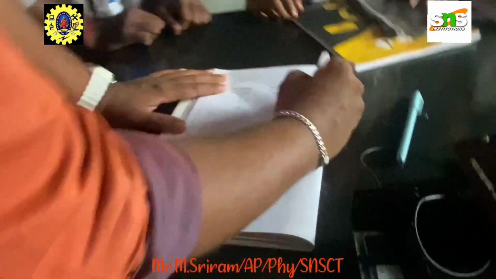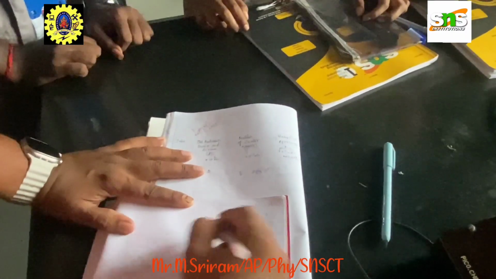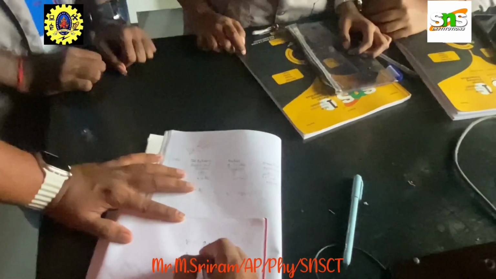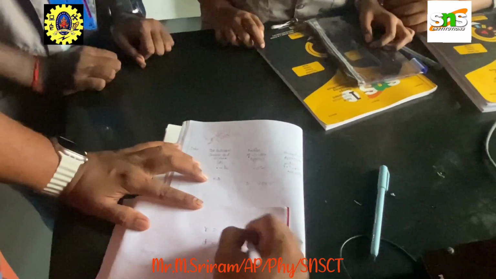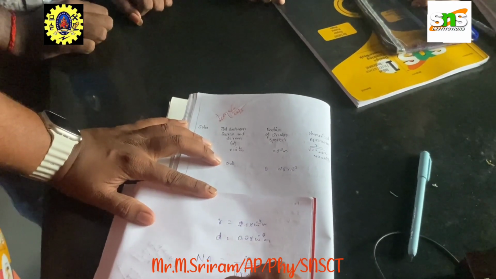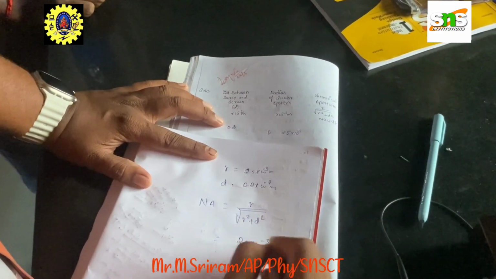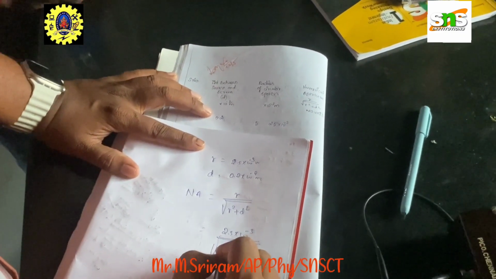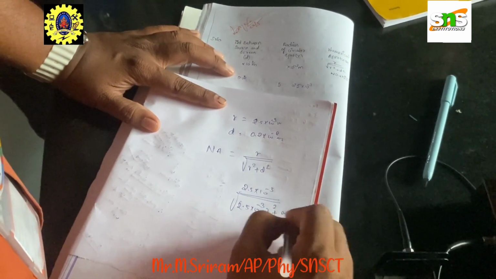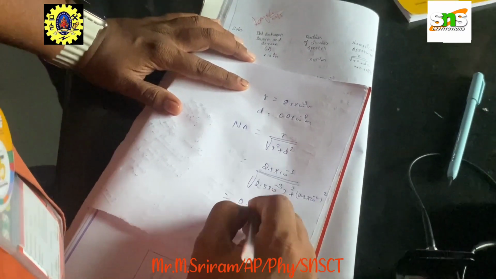First we find the numerical aperture. R is 2.5 into 10 power minus 3 and D is 0.2 into 10 power minus 2 meter. The formula is NA equals R divided by root of R square plus D square. So NA equals 2.5 into 10 power minus 3 divided by root of (2.5 into 10 power minus 3) whole square plus (0.2 into 10 power minus 2) whole square. And we got the answer 0.678.